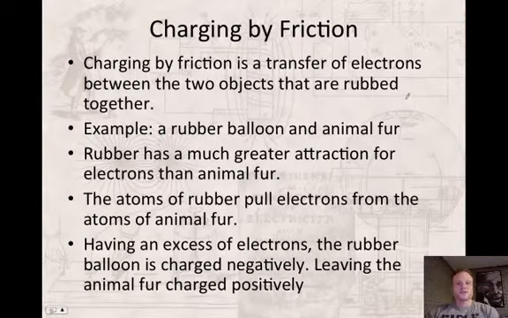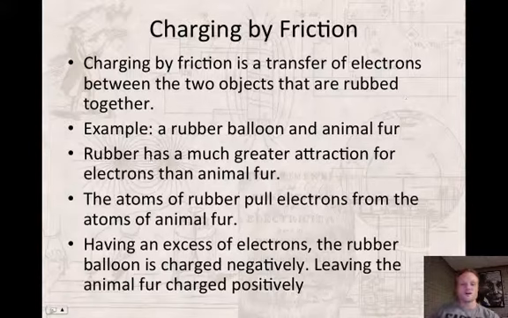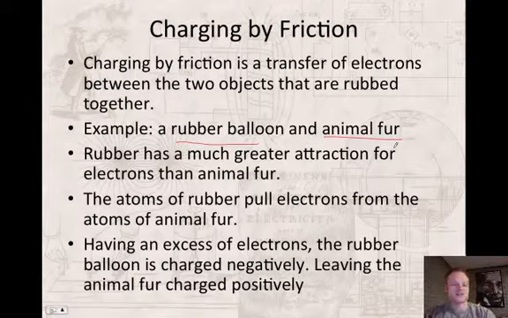So the first way you can charge an object is charging by friction. And the name kind of gives it all away. Charging by friction is a transfer of electrons between two objects that are rubbed together. An example of charging by friction would be rubbing some animal fur on a balloon.